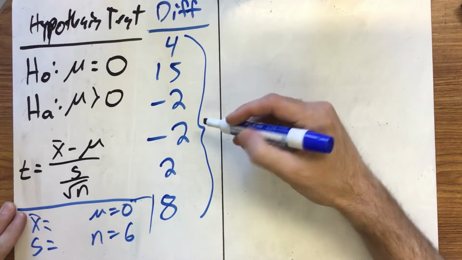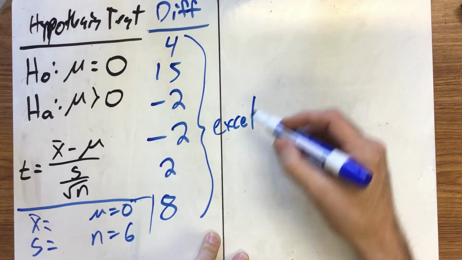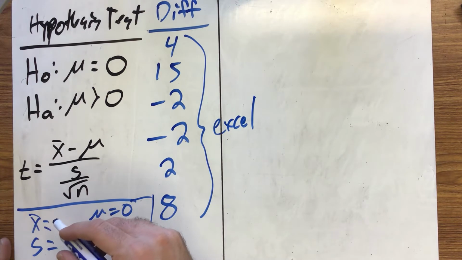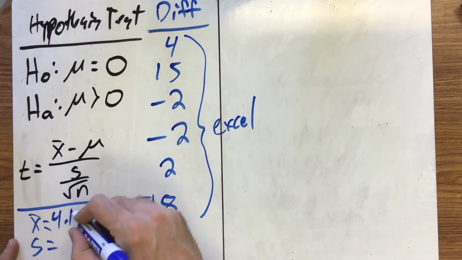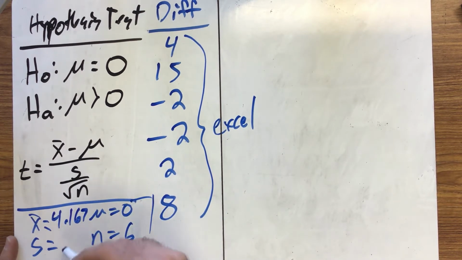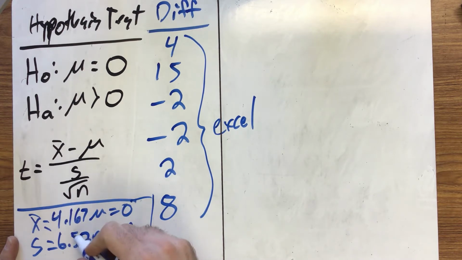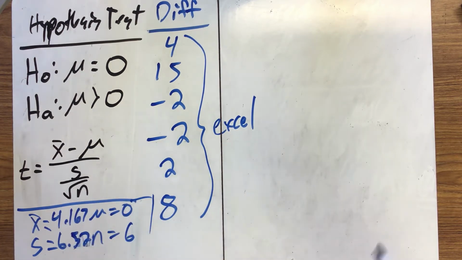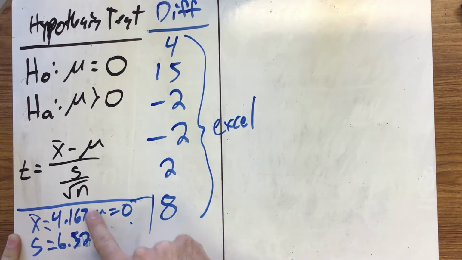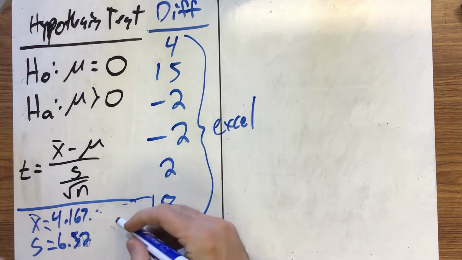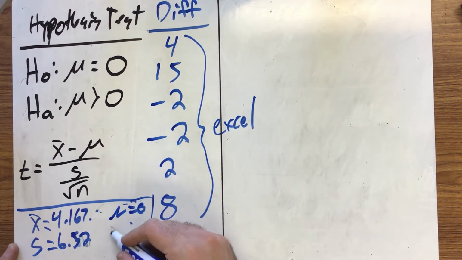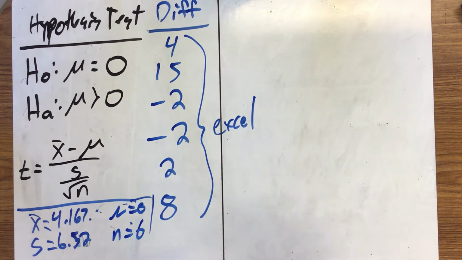So I'm going to put these in Excel. What I'm going to find is that x bar is 4.167 and s is 6.524. This is what I got from my numbers when I calculated them out. And then mu is 0, and n is 6. All right, so now that I've got this, I'm ready to start plugging into my formula.